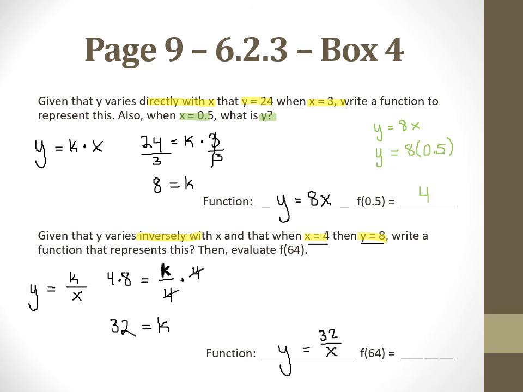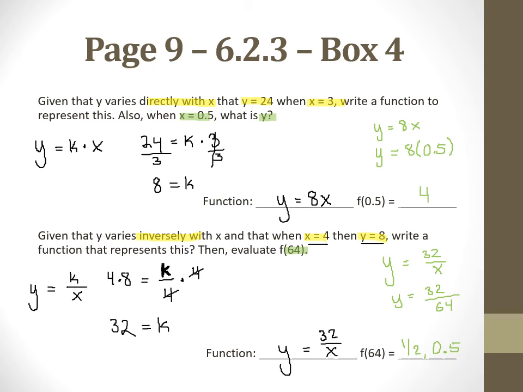Then it says evaluate f of 64. So we're going to use this function that we just came up with and see what number we get out if I plug in x is 64. So my equation y equals 32 divided by x becomes 32 divided by 64, which is equal to 1/2 or 0.5. So just take 64, plug it in for x, and see what value you get out from the equation.